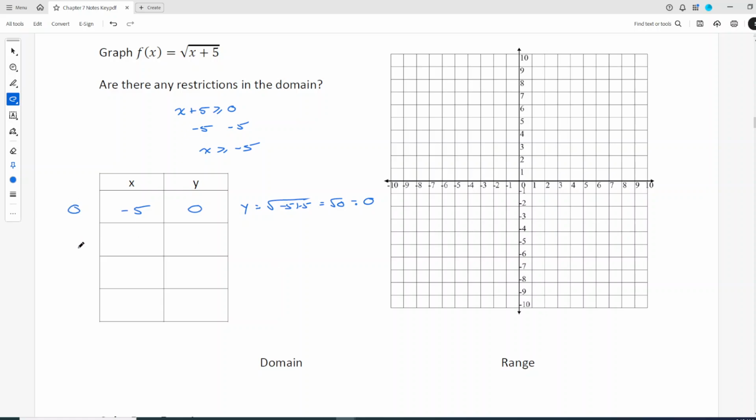So what have we done to our x values? Well, normally it's 0, 1, 4, 9, but we're having to minus 5 from all of them. So we're going to go minus 4, we're going to go minus 1, and we're going to go 4. And then let's double check what happens when we plug those into our equation.